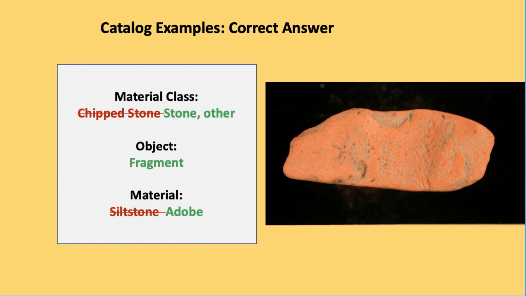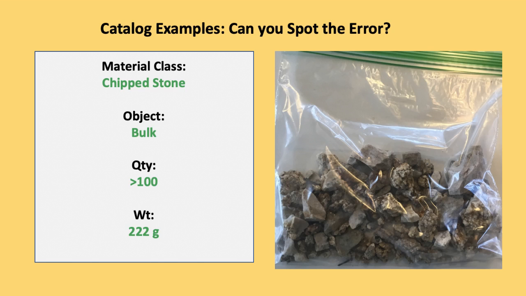This is actually not chipstone and is rather stone, other because there is no evidence of flint knapping. The material is not siltstone because it is not thin or with a fine texture. Here we can see a bag containing bulk chipped stone.